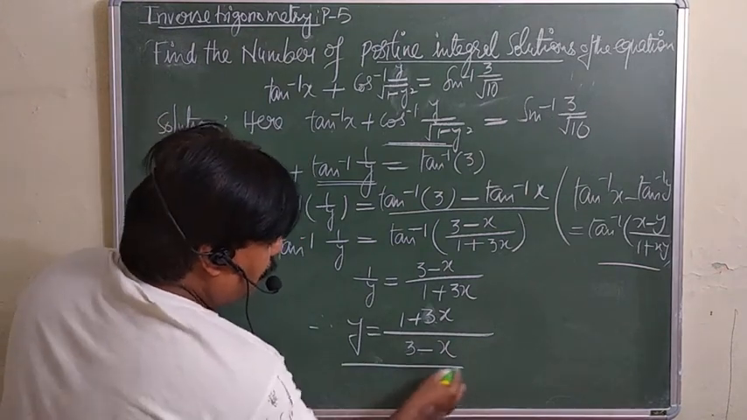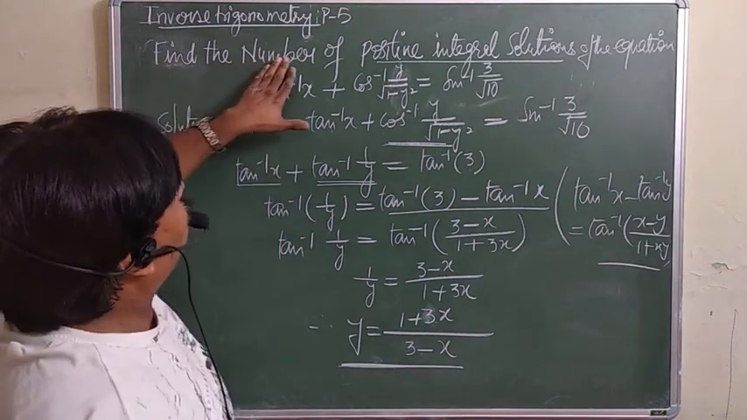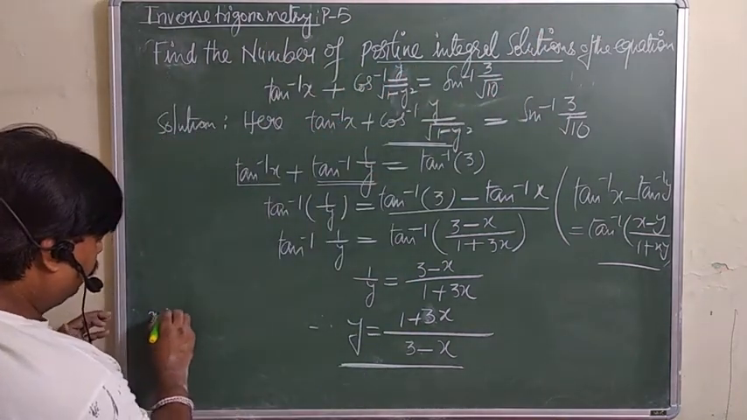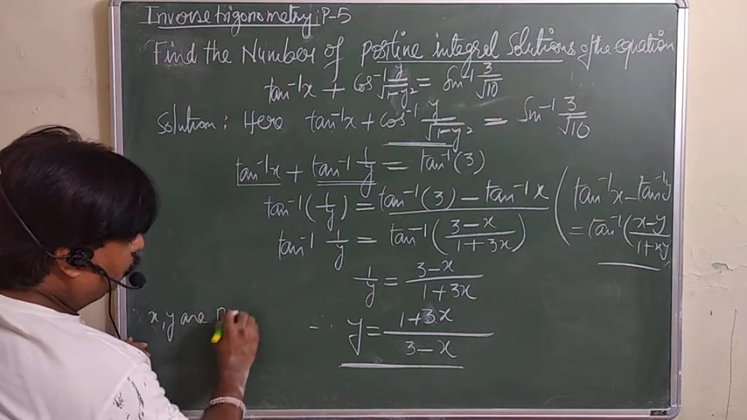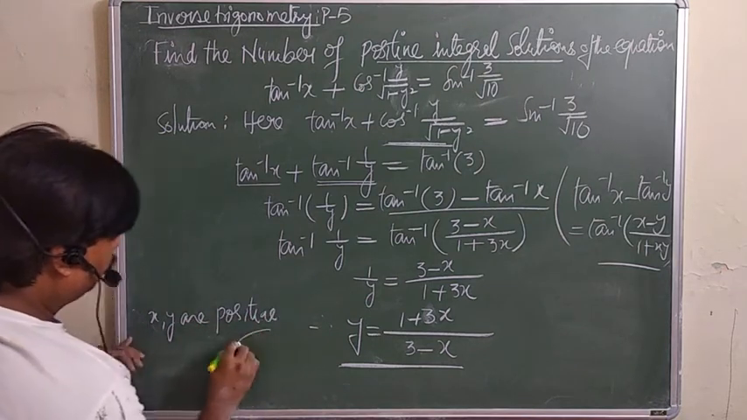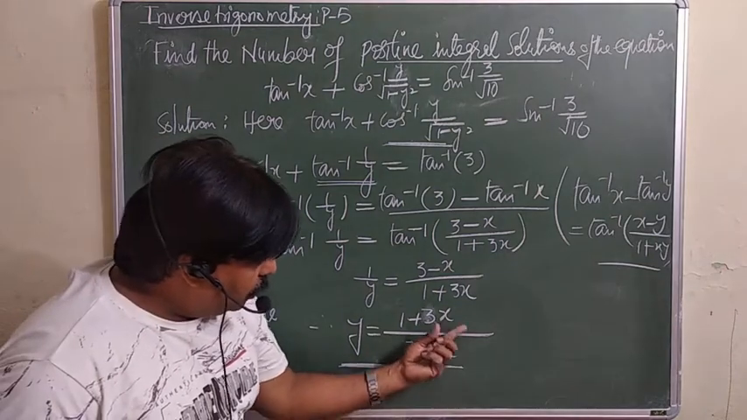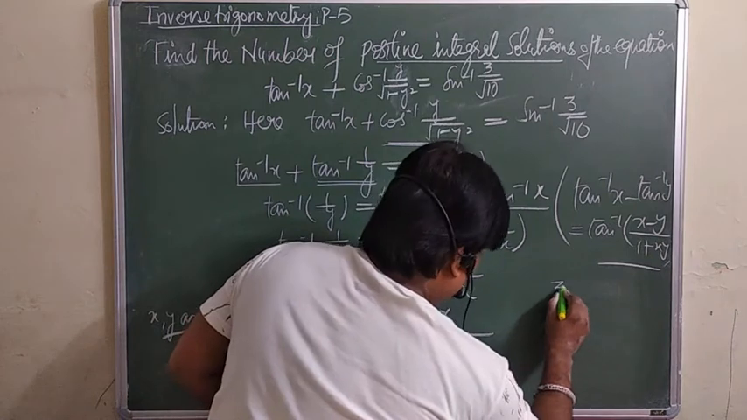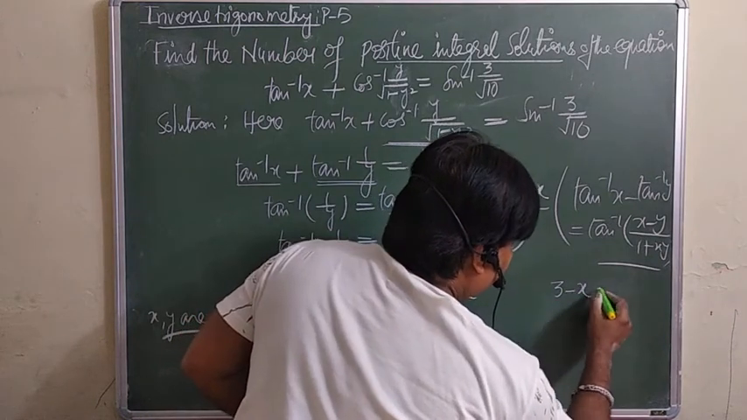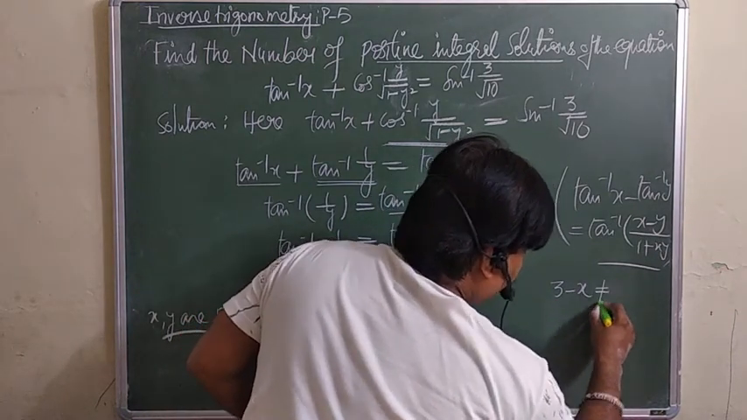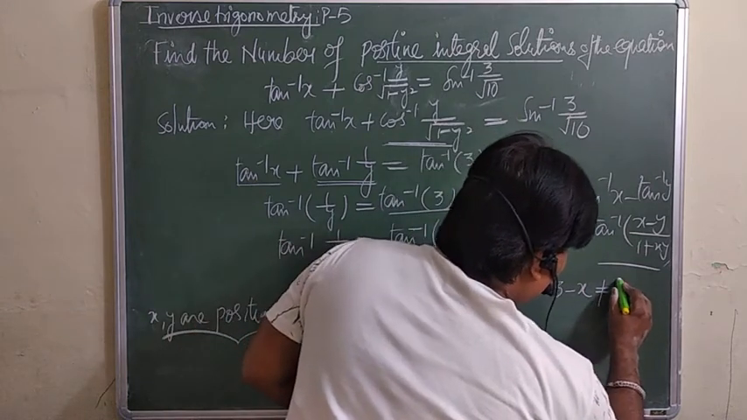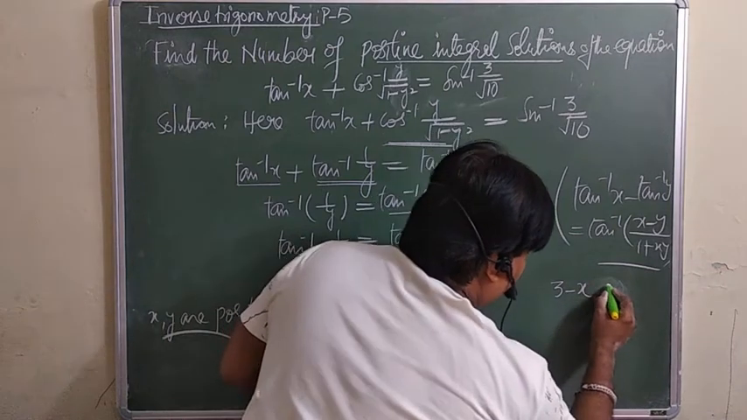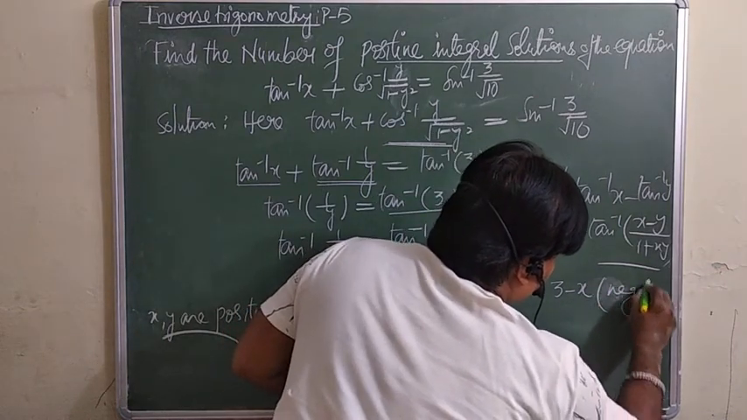Now the important point here is that we want to know the number of positive integral solutions of this equation. It means x and y should both be positive. It means to get the value of y positive, this denominator 3 minus x cannot be equal to 0, first of all, and it cannot be negative.